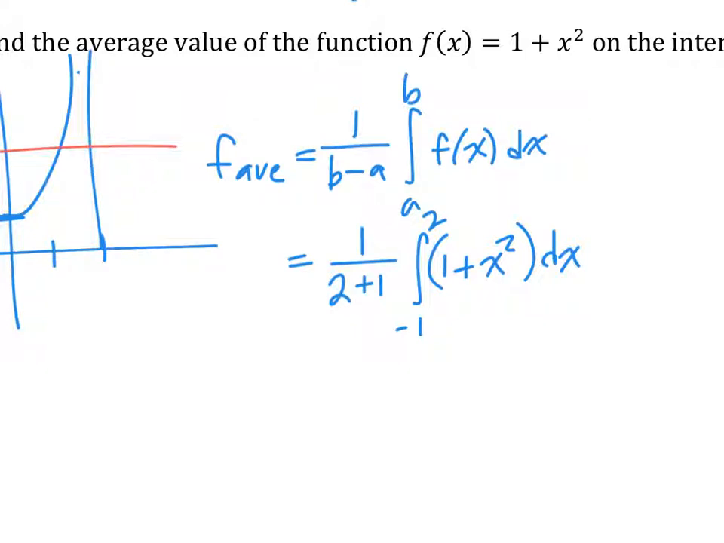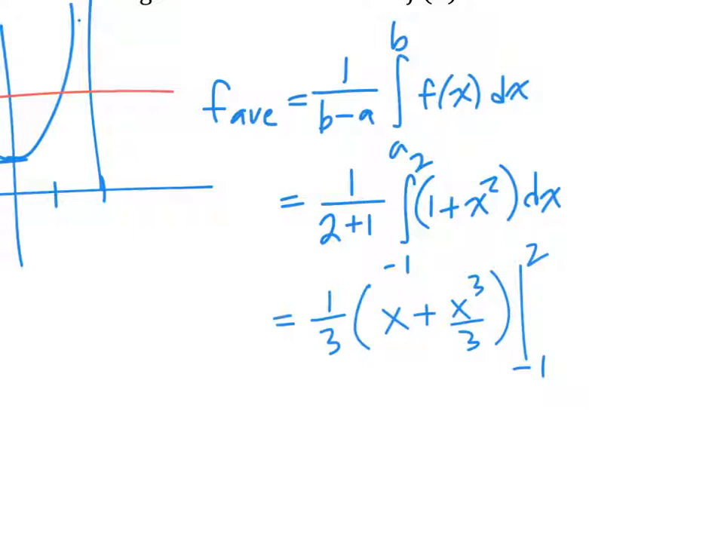Okay, so go ahead and just integrate this. So this is x plus x cubed over 3 evaluated from -1 to 2. And this is going to be 2. Good? Easy. So this section is not very hard. It's just applying these formulas. Let's try another one.